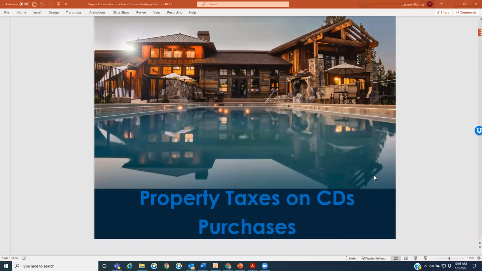Okay, so this is a training on some tips around when you're certifying a CD or when you're reviewing final numbers when you're trying to resubmit for CTC. Sometimes the property taxes get a little bit screwy, and so this will be a training on how to avoid this.